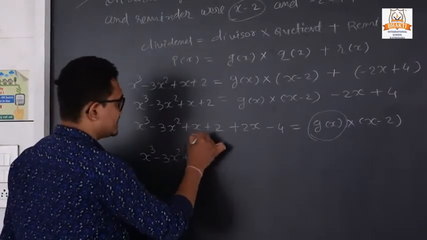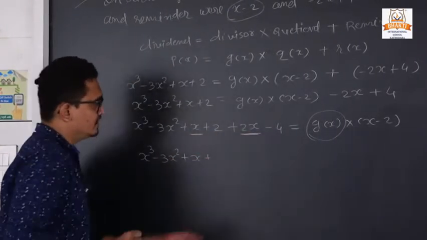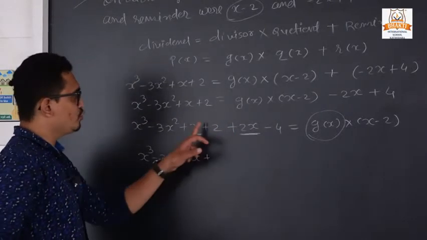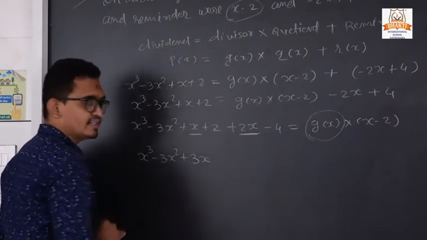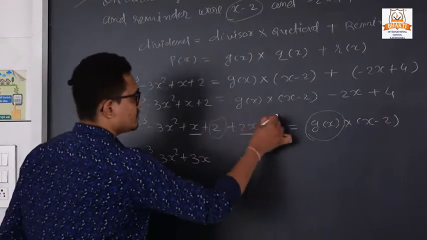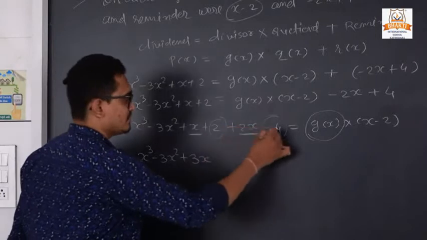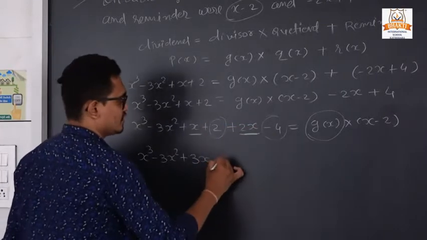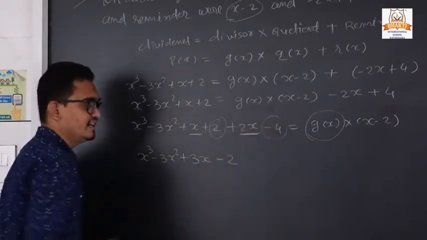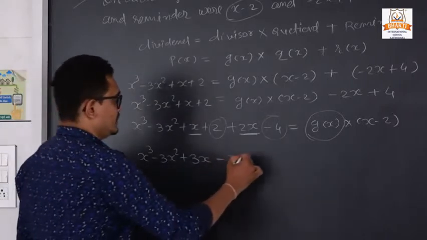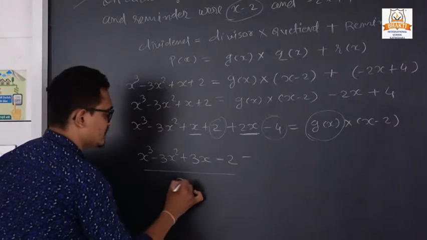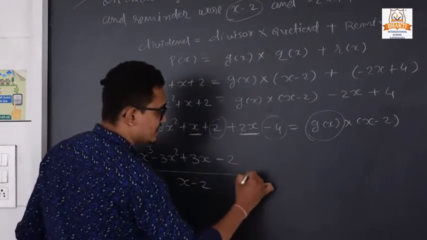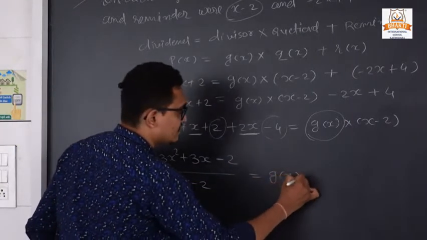Now see that these are like terms. Both are like terms. So 2 plus 1, it is 3x. And once again these both are constants. So plus 4 minus 6, wait, 4 minus 2, so it will be minus 2 because 4 is the greater number, is equal to, and this term is going to the second side, so it will be in the division, is equal to what we can write?